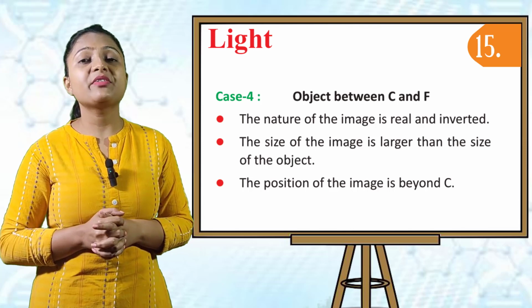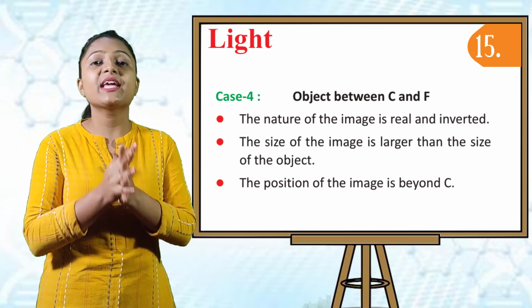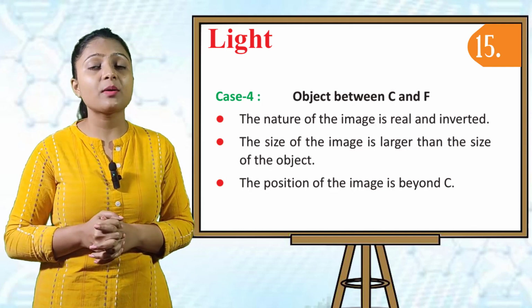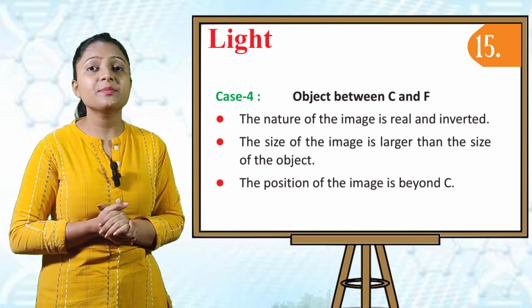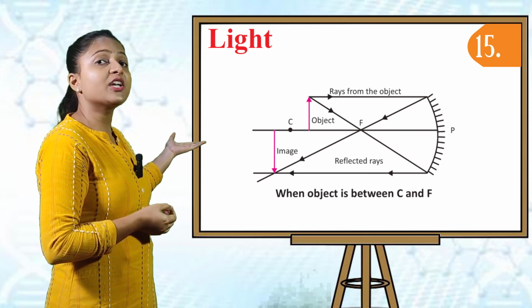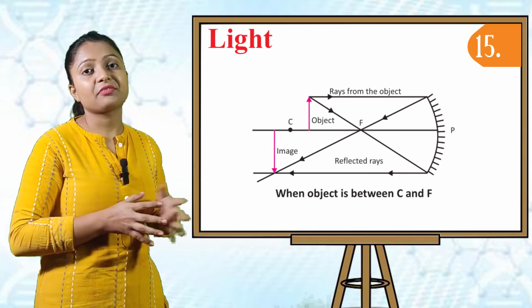Case 4, object between C and F. The nature of the image is real and inverted. The size of the image is larger than the size of the object. The position of the image is beyond C. Here is the ray diagram for case 4 when object is between C and F.